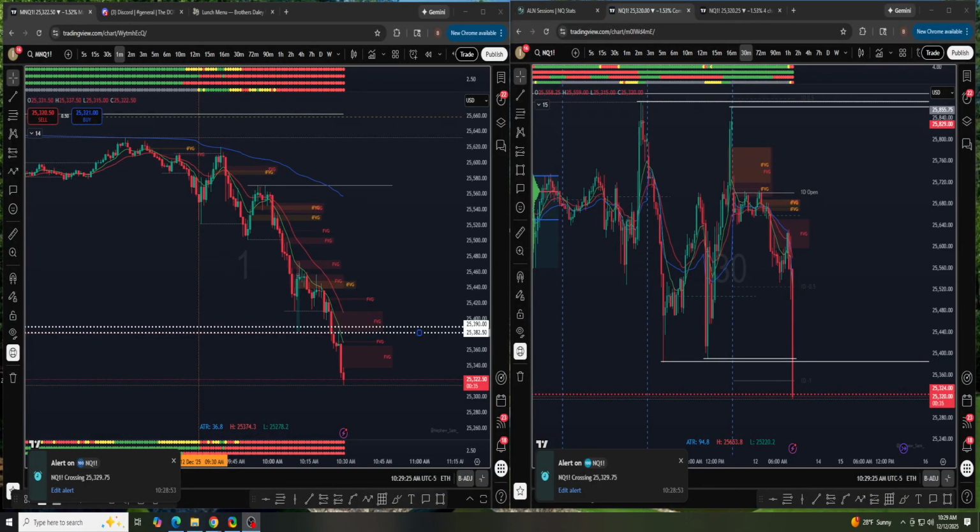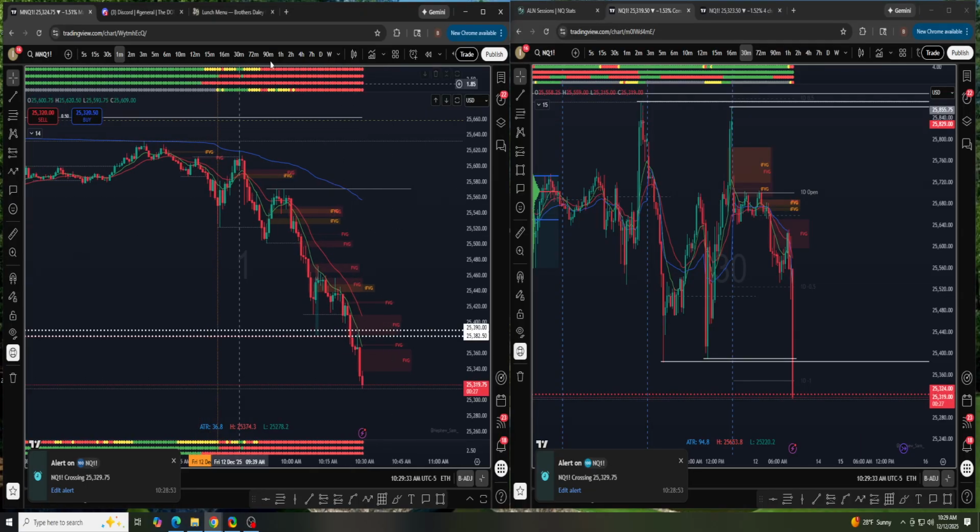What's going on, everyone? This is just going to be a quick little video on an A plus trade setup as I see it using the dots bias indicator. So left is a 1 minute chart, right is a 30-minute chart coming into the day.